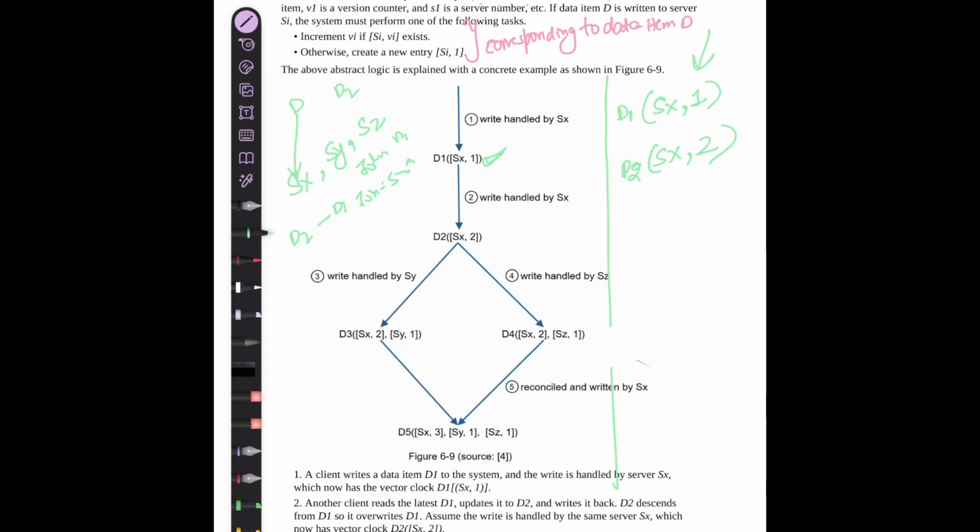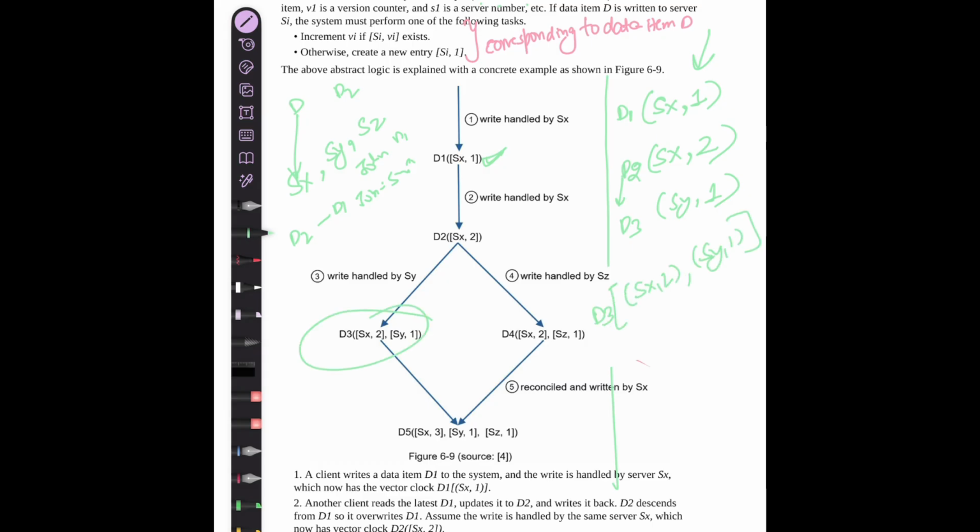Now another client comes in, it updates the data D2 to D3 and then writes it back. It might be possible that it didn't write to server X, it wrote to server Y. Since the client who wrote data D3 sees that SY doesn't have any version, it sets SY to 1. So what does the state of the system look like? The state of the system looks like SX, 2, SY, 1. These are tuples. So this is the state of the system.